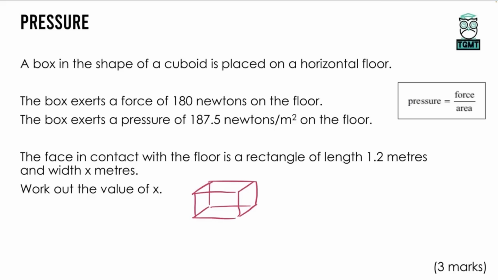The face in contact with the floor is a rectangle of length 1.2, let's label that, and width of x. So we don't know what the width is. Work out the value of x. Now, if we can figure out what the area of that rectangle is, then we can figure out the missing length. So let's have a look at what we've got. Now, we have the pressure at the start of our formula, and we've been told the pressure is 187.5. So that is equal to the force, which is 180, divided by the area. So we'll put the area just below.